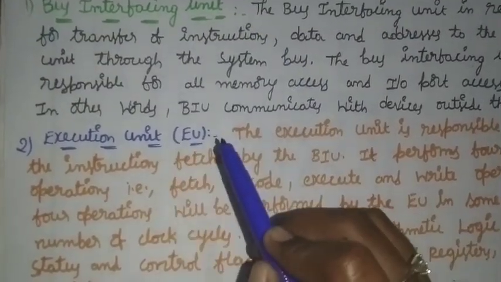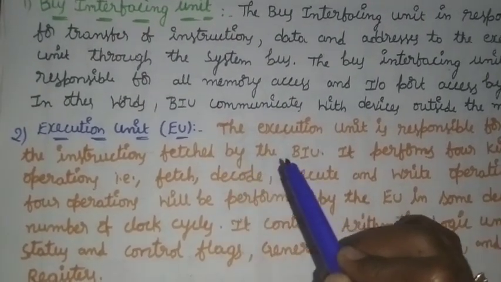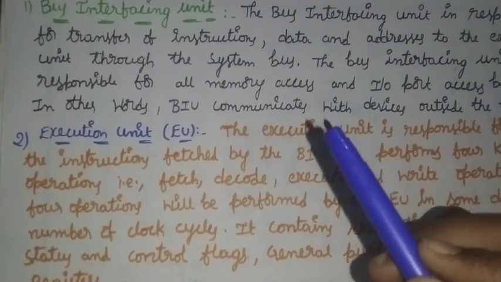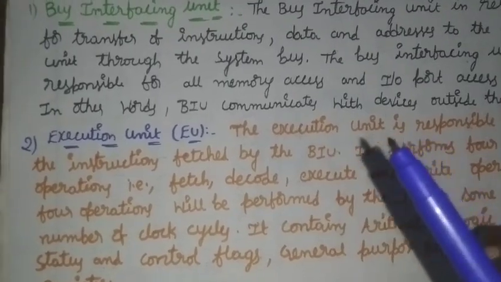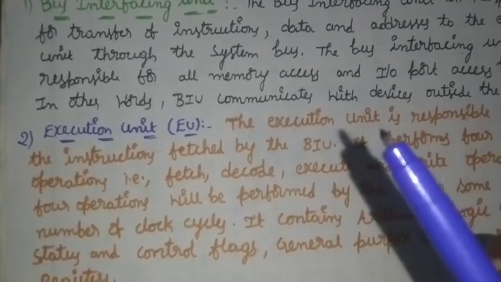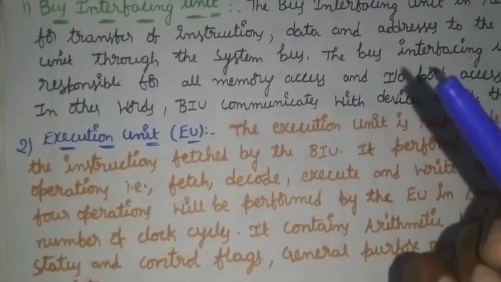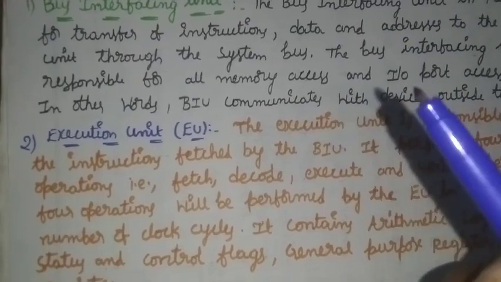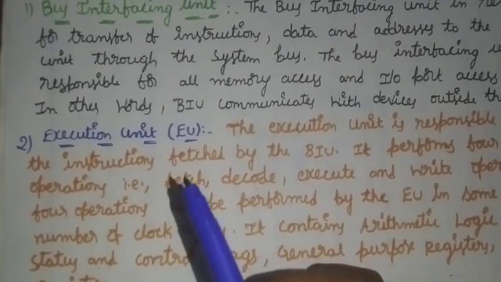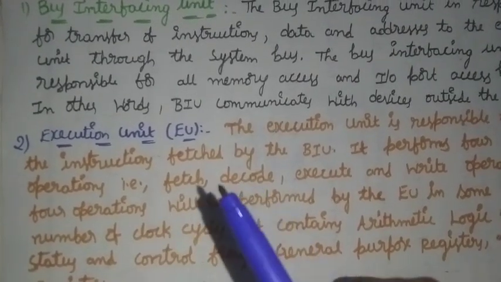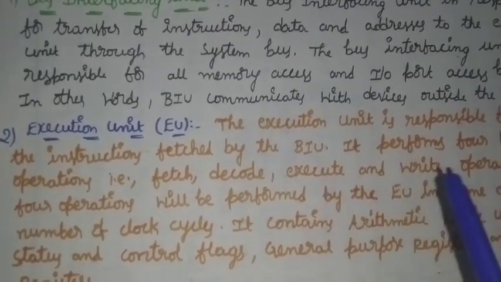Next is the execution unit. The execution unit is responsible for executing the instructions fetched by the BIU. The BIU is used to fetch the instructions, and after that the execution unit is used to execute those fetched instructions. The execution unit performs four operations: fetch, decode, execute and write.